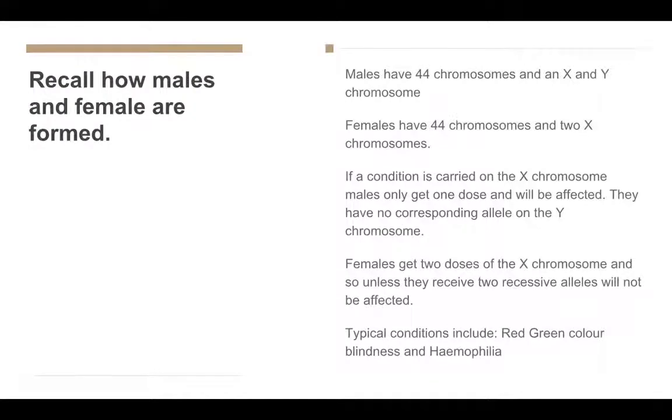Now, males typically have 44 chromosomes and an X and a Y chromosome, whereas females have 44 chromosomes and 2 X chromosomes. So, if the condition is carried on the X chromosome and males only get one dose, they will be affected. They have no corresponding allele on the Y chromosome. Females who get 2 doses of the X chromosome need 2 recessive alleles to be affected. Some conditions that are associated with sex-linked inheritance are red-green colour blindness and haemophilia.